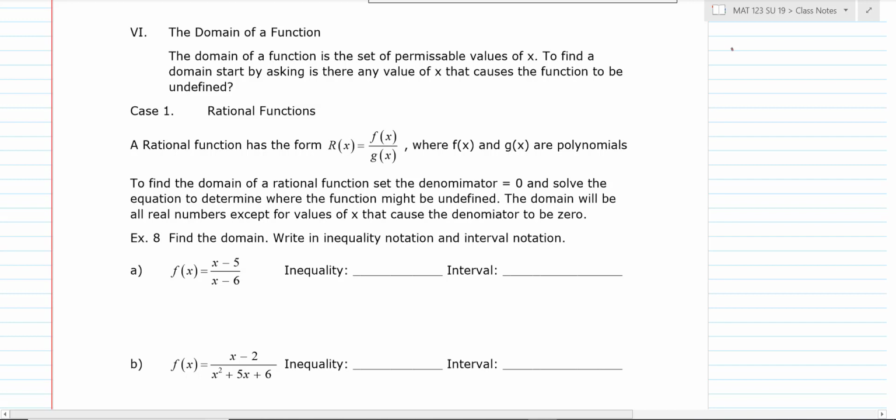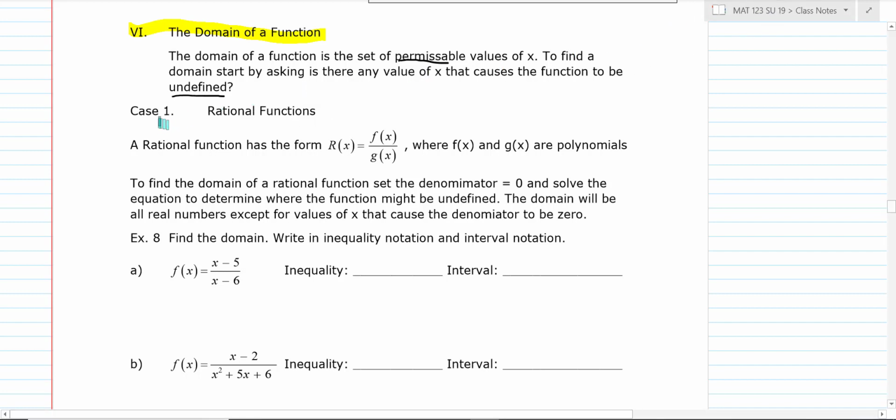All right, welcome to the next part of the video, and what we're going to do here is look at the domain of a function and talk about what that is. The domain of a function is the set of all of the permissible values of x. To find a domain, you can start by asking, is there any value of x that causes the function to be undefined? And we'll look at different cases.